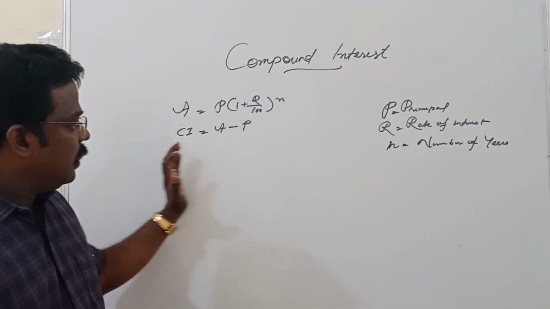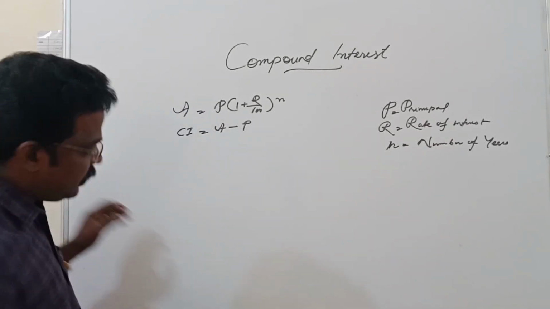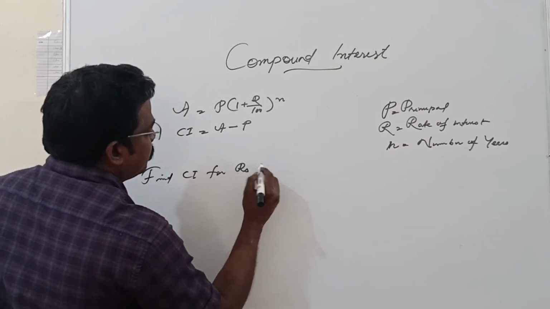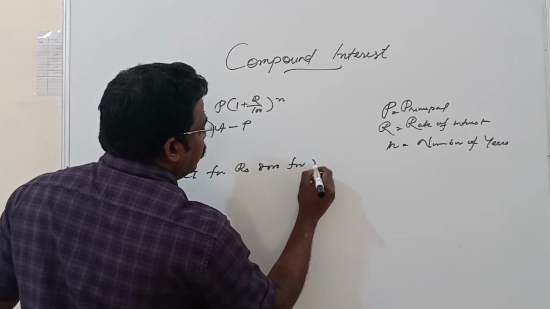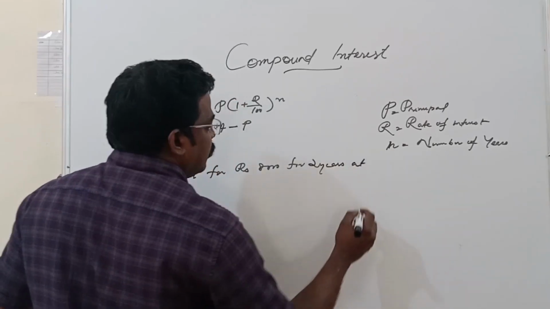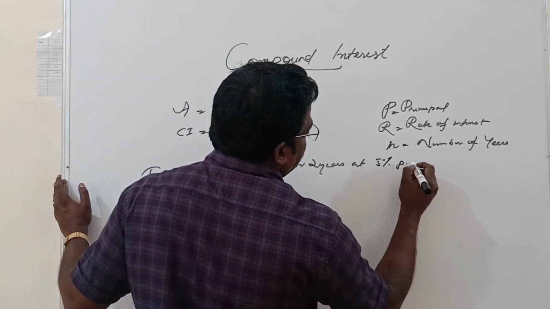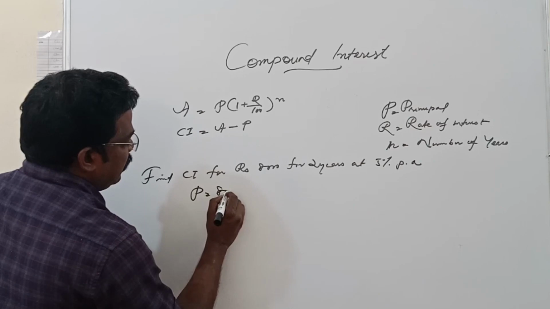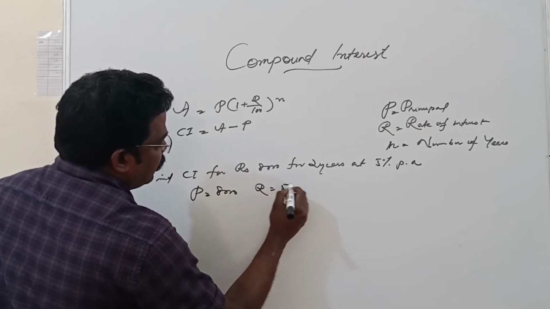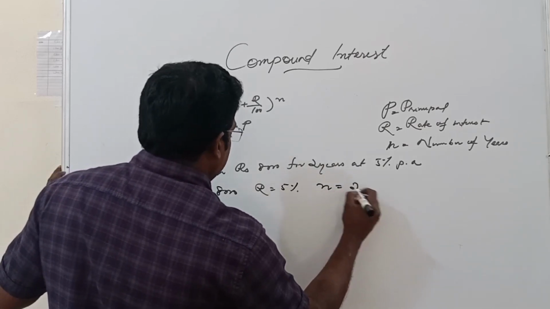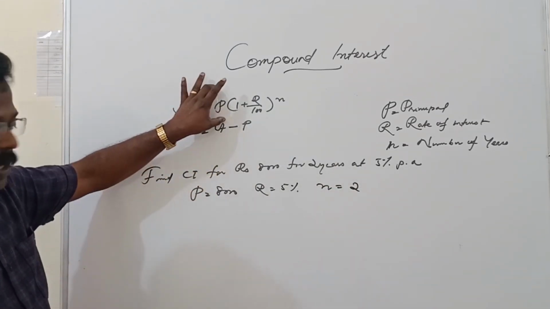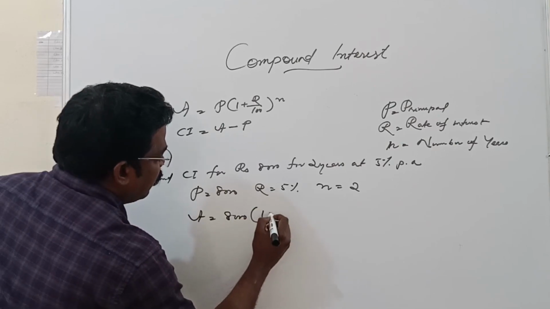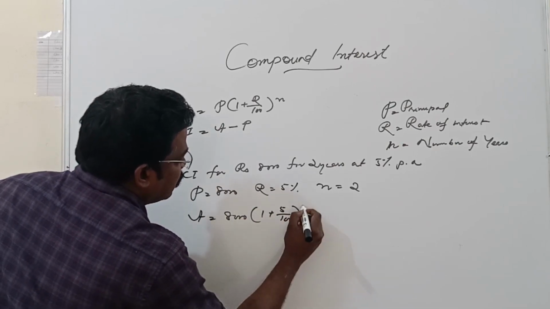So we can find one question here. Find compound interest for rupees 8,000 for 2 years at 5% per annum. So here P equals 8,000 and R equals 5% and N equals 2 years. Okay, so just apply these values in this equation. Amount equals P, 8,000, into (1 plus 5 by 100) raised to 2.